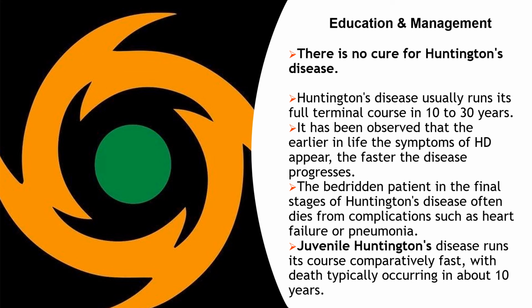The bedridden patient in some cases of Huntington's is generally the final stages of Huntington's, where they can often unfortunately die from complications such as heart failure or pneumonia. And juvenile Huntington's disease runs comparatively faster, with death typically occurring in about 10 years.